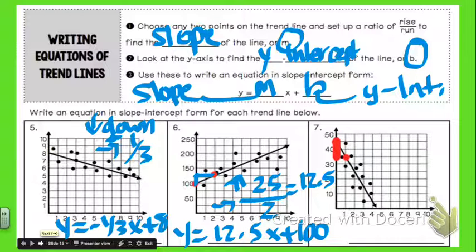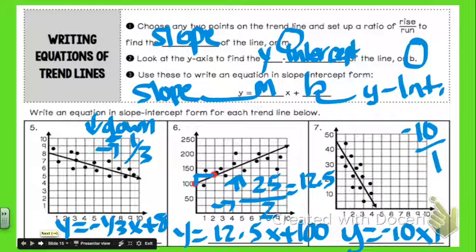So you're falling. I'm sorry, you're actually going down 10, because you're going from 45 to 35, so you're going down 10. And you're going over from 0 to 1, and that gives you 1. So your line of best fit is going to be y equals negative 10x, and your y-intercept was 45, plus 45.